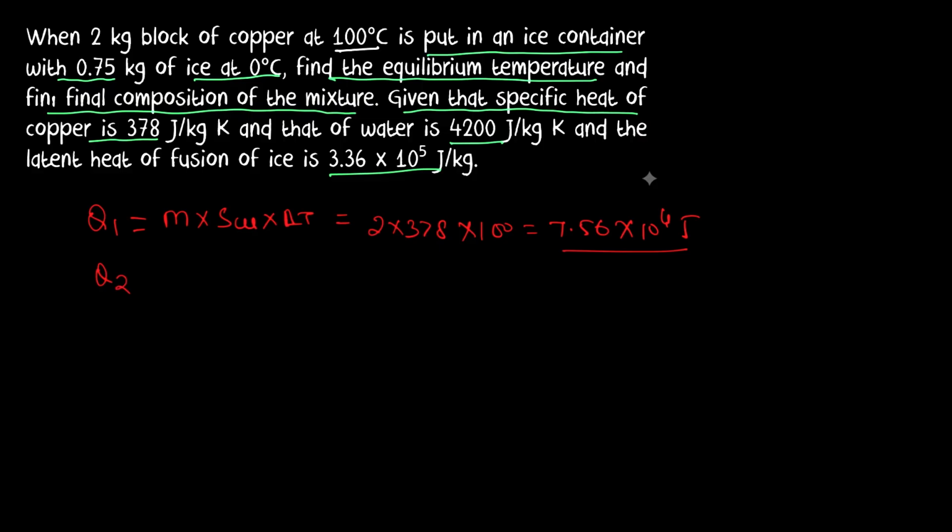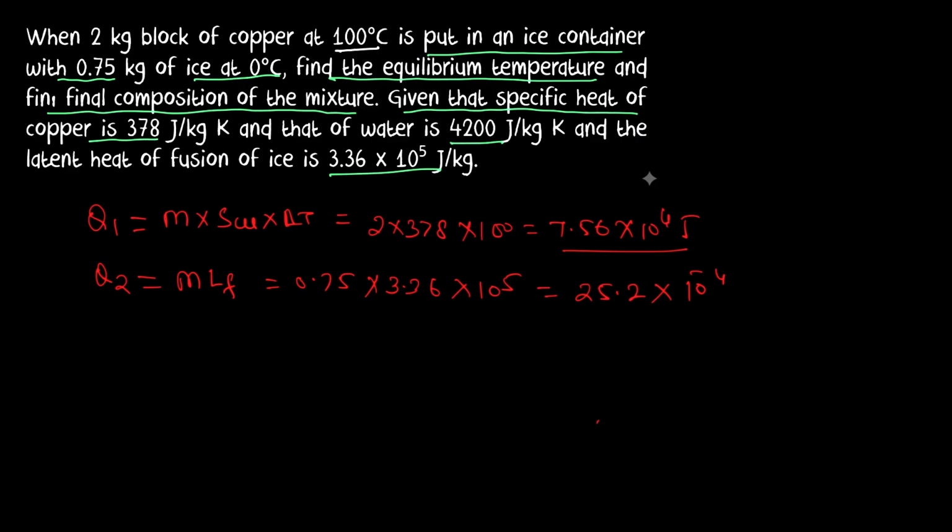Now, what is the required heat to melt complete ice? To melt complete ice, Q is equal to M into LF. And what is M? The mass of that ice is 0.75. And the latent heat is 3.36 into 10 raised to 5. If we calculate this, it will be 25.2 into 10 raised to 4.